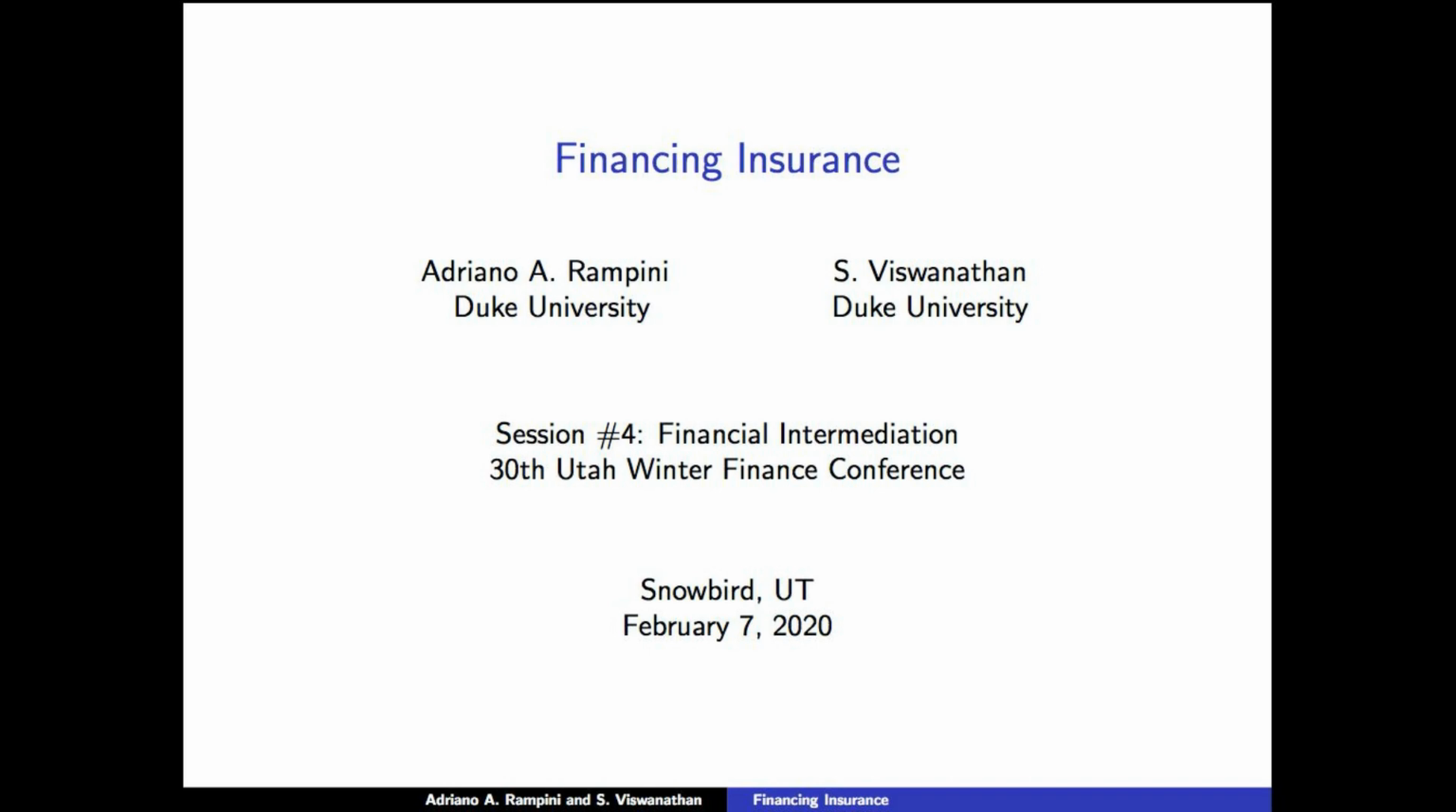I'm going to talk about financing insurance, joint work with Vish. So in economics, typically the way we think about insurance is there's next period. There's going to be some states of the world: a state where you might have an accident, and states where you don't have the accident. Insurance gives you coverage in the state of the world where you have the accident, and then you pay the premium if you don't have the accident. So insurance is really trade across states.